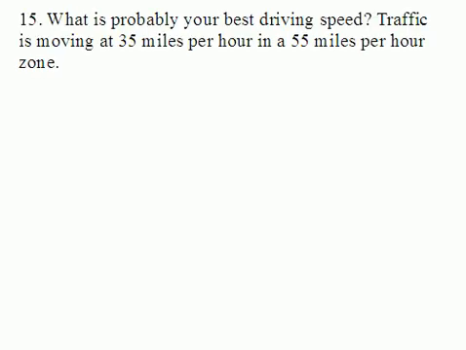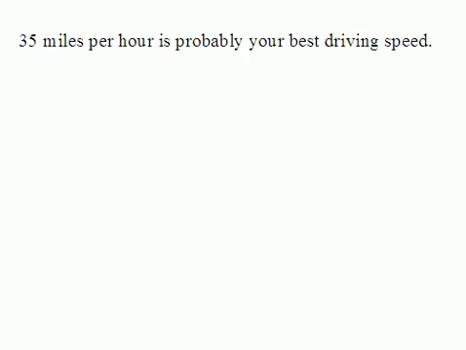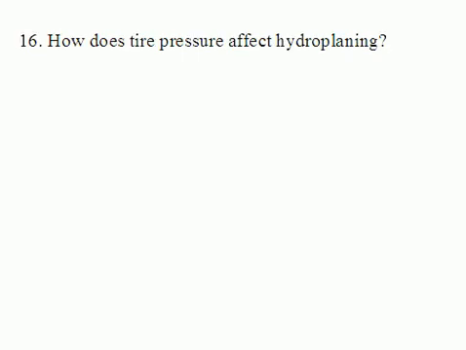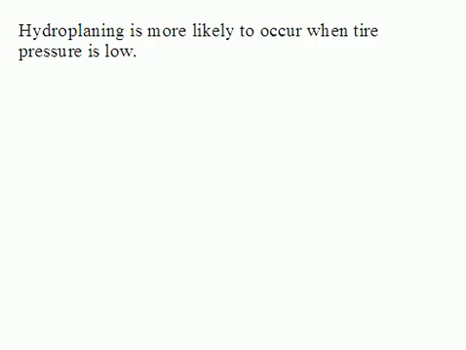15. What is probably your best driving speed? Traffic is moving 35 miles per hour in a 55 miles per hour zone. 35 miles per hour is probably your best driving speed. 16. How does tire pressure affect hydroplaning? Hydroplaning is more likely to occur when tire pressure is low.